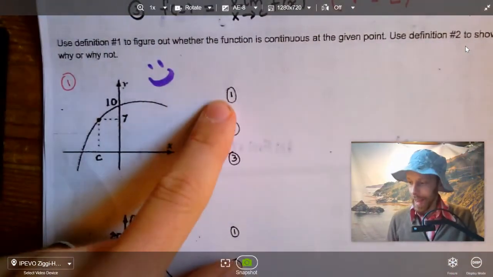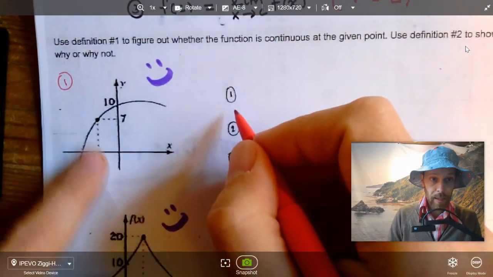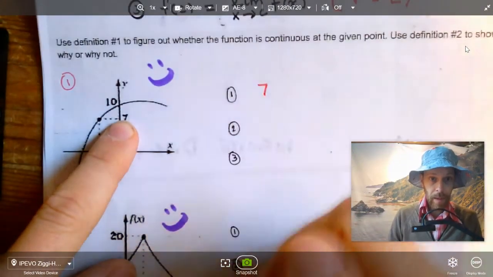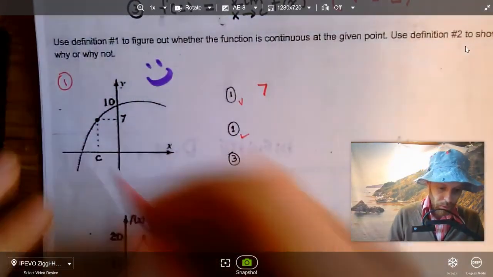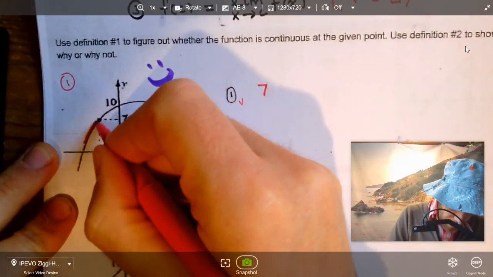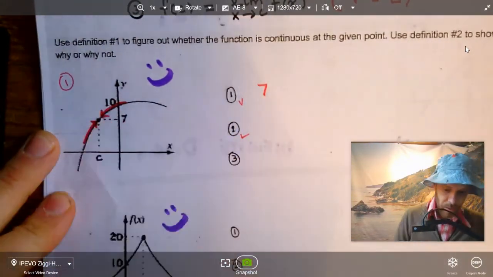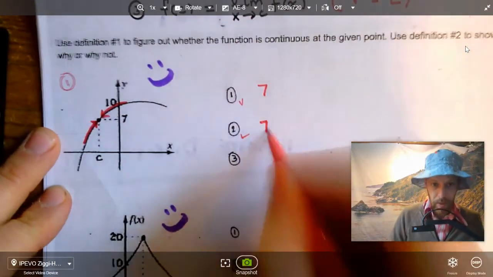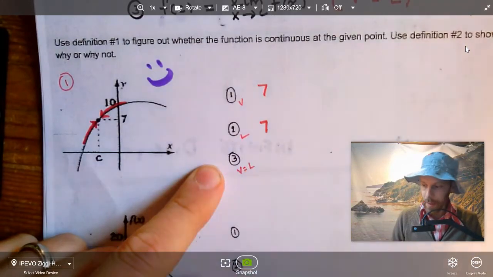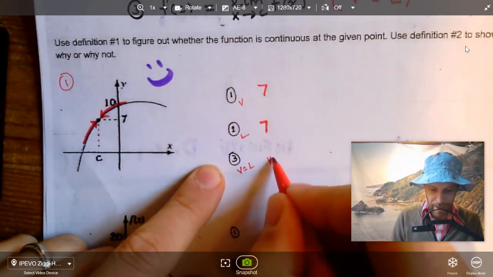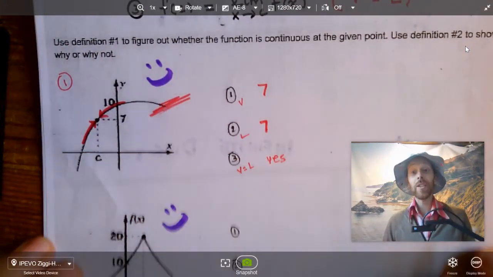All right, so if I asked you, what is the value? You would say, well, if I plug in C, I'm going to get 7. And if I asked you, what is the limit? You would say, well, from this side, it's getting close to 7. And from this side, it's also getting close to 7. So this would be 7. And then if I said, is the value equal to the limit? You would say yes, and therefore this one is continuous. It passed all 3 conditions.